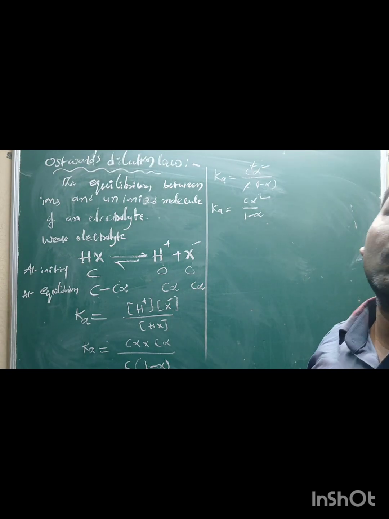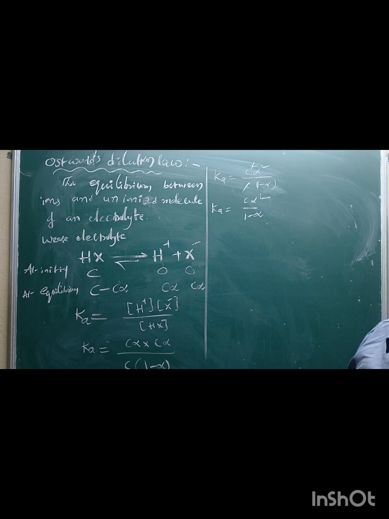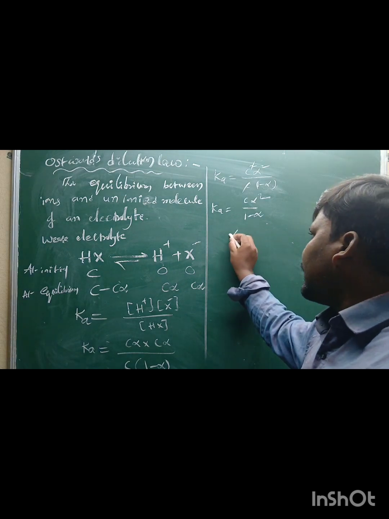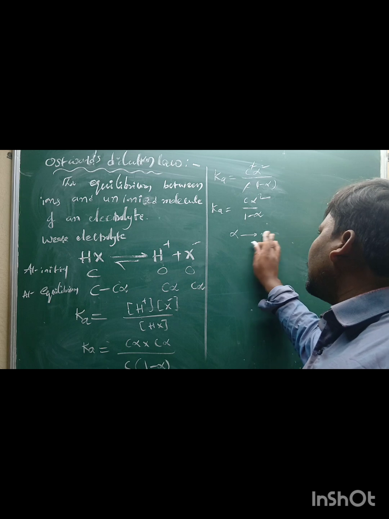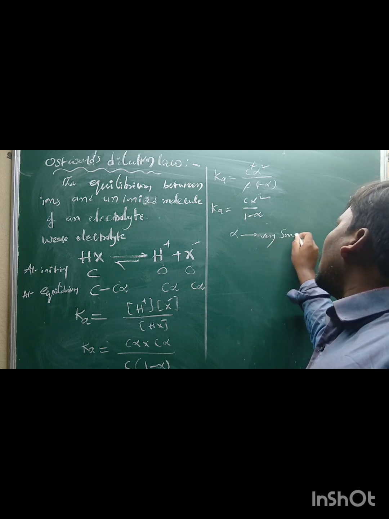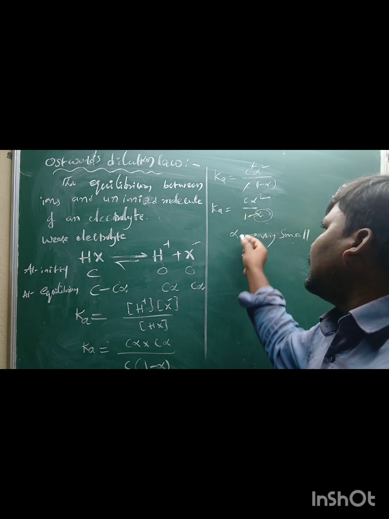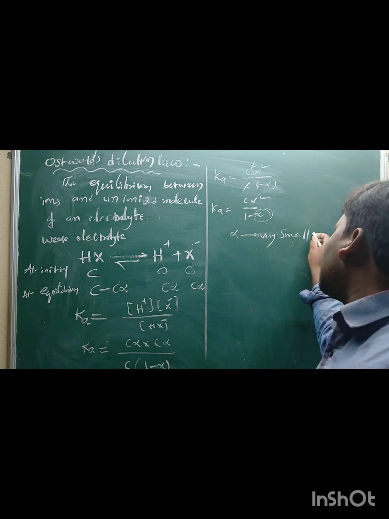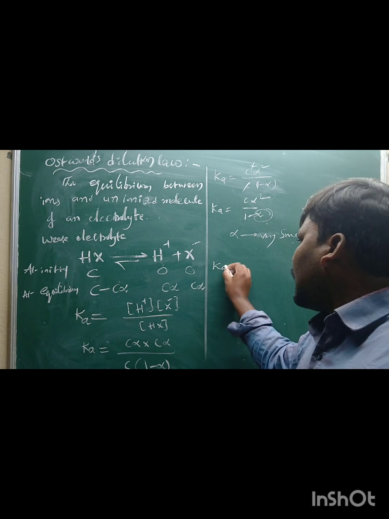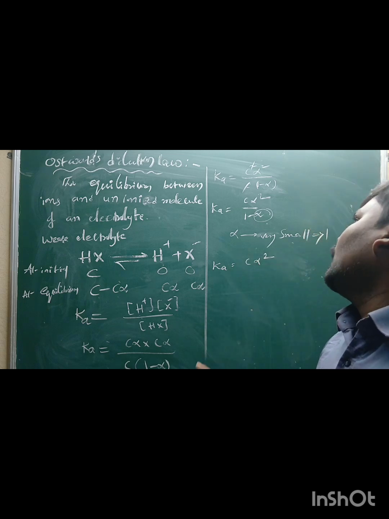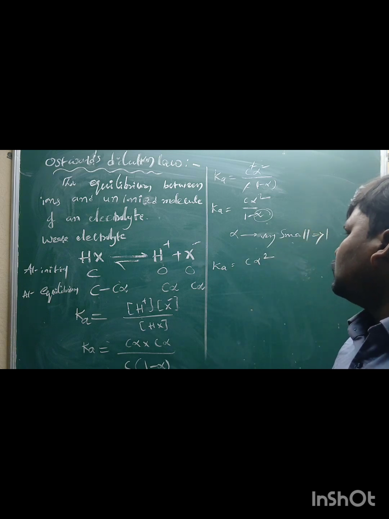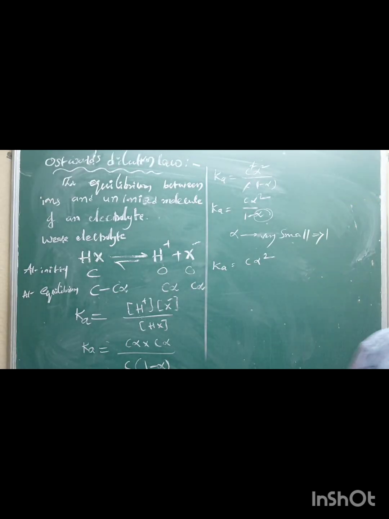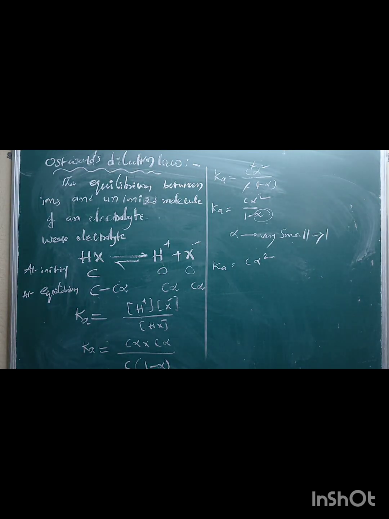For weak electrolytes, the extent of ionization is very small. That's why the alpha value is very small. We can neglect alpha in the denominator term, so it becomes equal to 1. Ka is equal to C alpha square by 1. Okay, now here, this is equation 1.